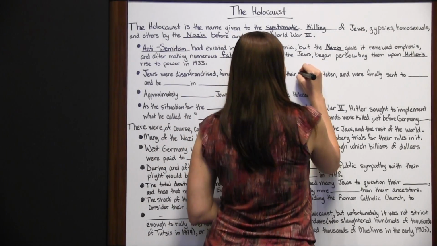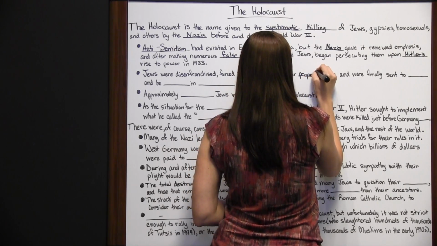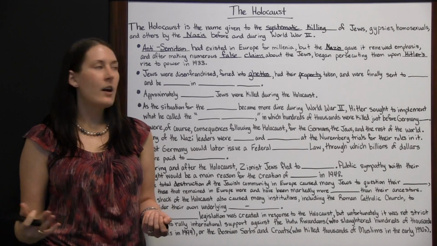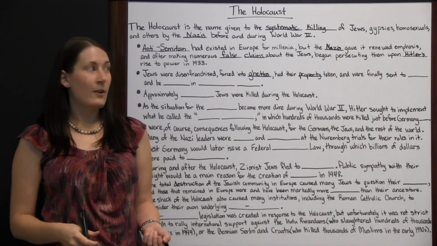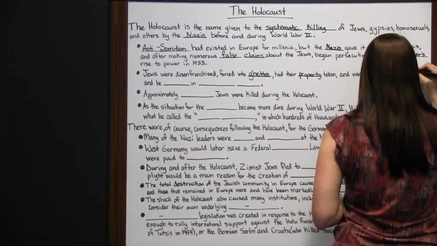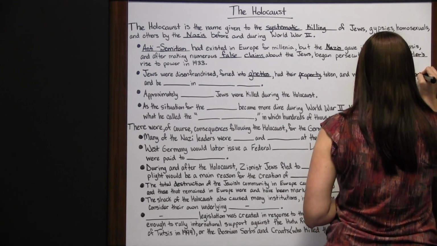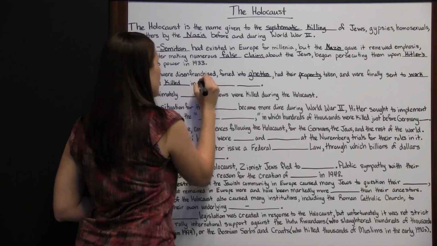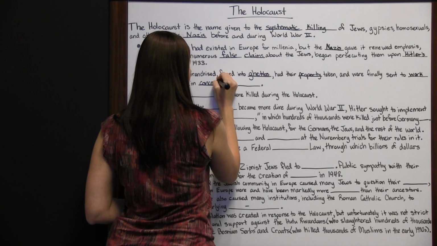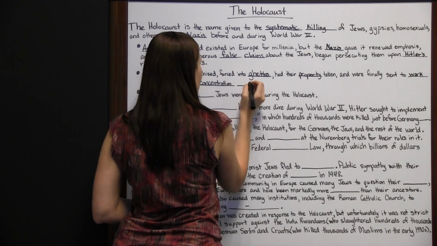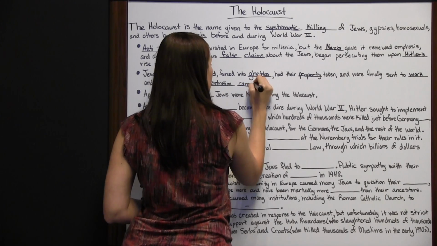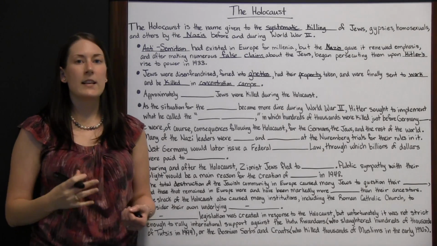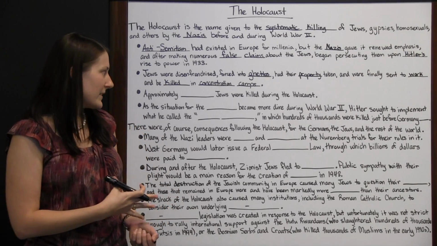They had their property taken away, so if they were living in one home, they may have been forced to leave that home, give up all their possessions in that home, and move into one of these ghettos. And they were finally sent to work and then be killed in concentration camps. And these were basically like prisons where the people were kept and forced to work until they either died or until they were killed in mass murders, basically.